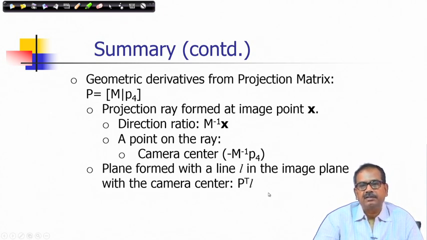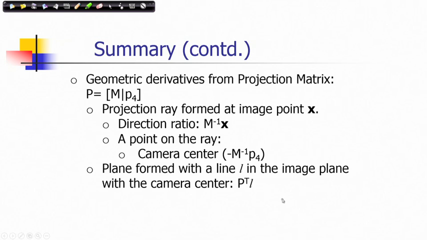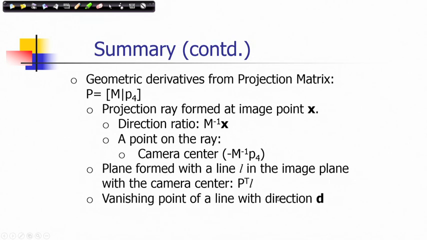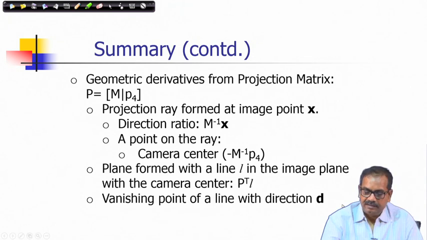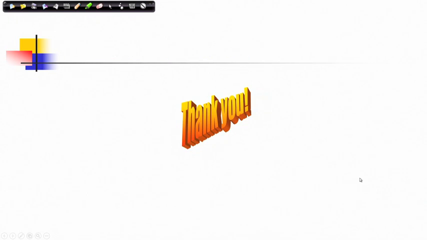Similarly, you can also compute the plane formed by a line in the image plane with the camera center. It is given by P transpose L, and the vanishing point of a line with direction D is given by M into D. With this, let me conclude this particular topic here. I hope you have learned some features of single view geometry. Next we will be discussing stereo geometry, or 2 views camera geometry. Thank you very much for listening.